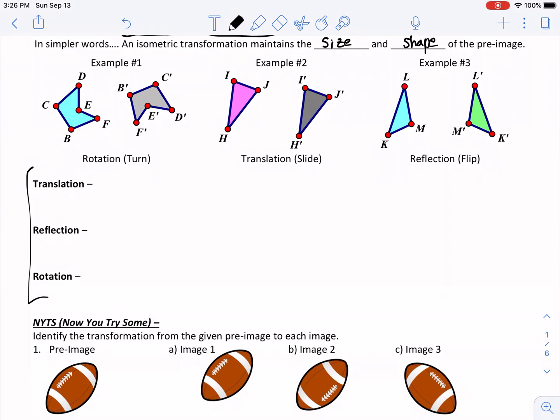For instance, when we're talking about a translation here, we'll write out the formal definition here in a second. Notice in example number 2, it's called a slide. A translation essentially means we slide. So we're sliding the points in some direction. In this case, these points all seem to move to the right. So when we translate something, we're talking about we're moving the entire image, we're sliding it. We don't change the image, we're just moving it, okay?